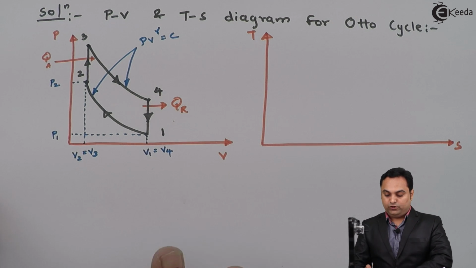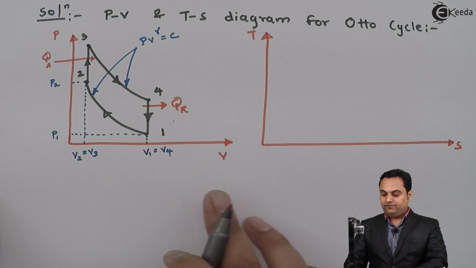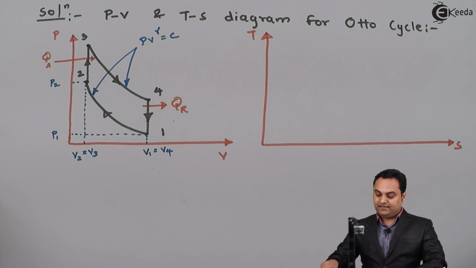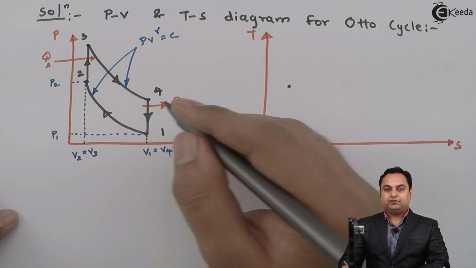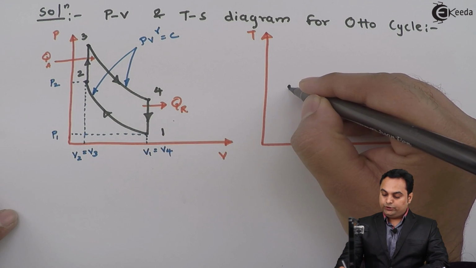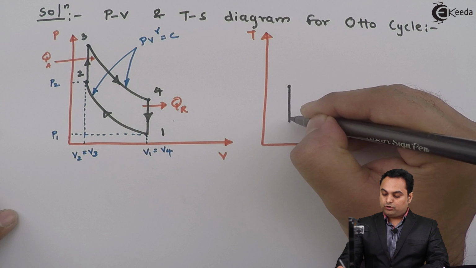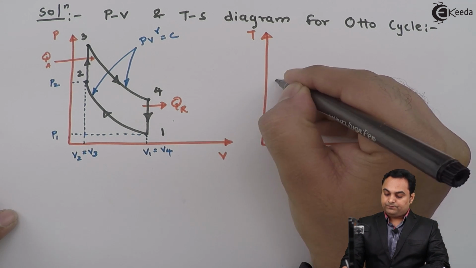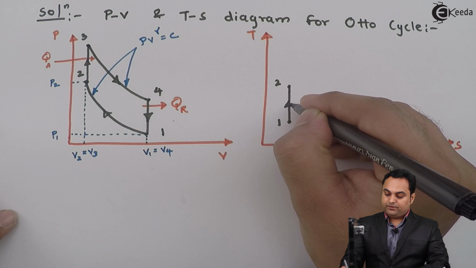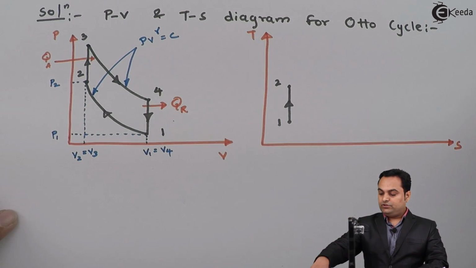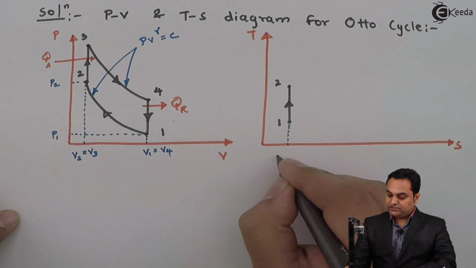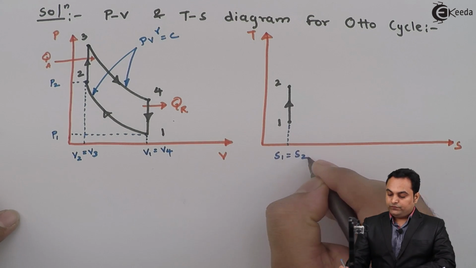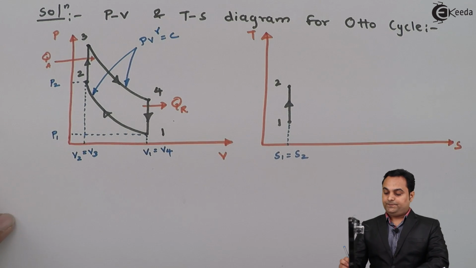Now once I have drawn the PV diagram, the next thing would be to draw the TS diagram. In this TS diagram, the first process is isentropic compression. So during process 1 to 2, entropy will remain constant, and during the compression process the temperature rises. As I can see in the diagram here, S1 is equal to S2, that is, the entropy remains constant.